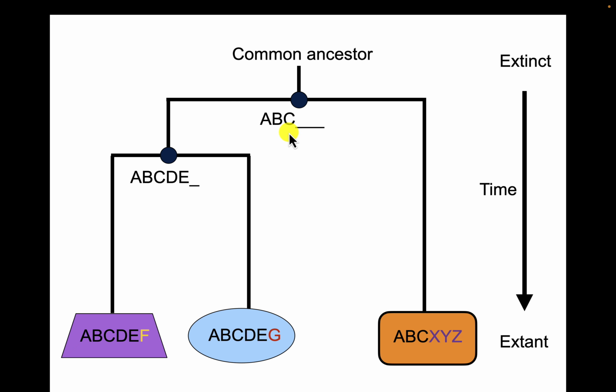So, because all three species evolved from this common ancestor here, they all have A, B, C. And because these two guys, the purple and the blue, evolved from this here, we know that they must have A, B, C, D, E. And so these are the sorts of things that you can analyze and understand using phylogenetic trees.